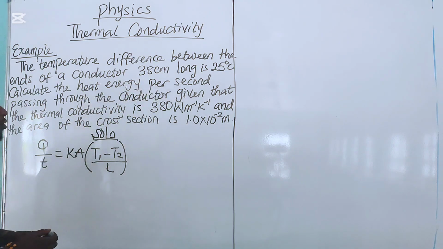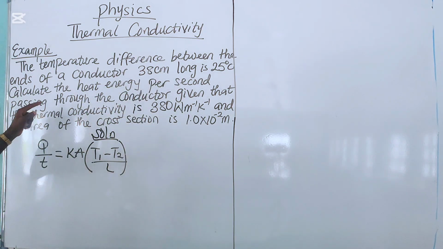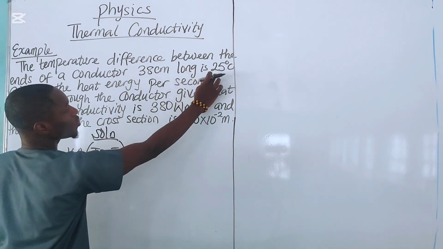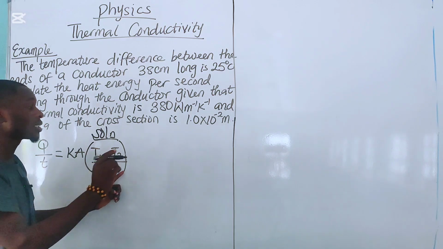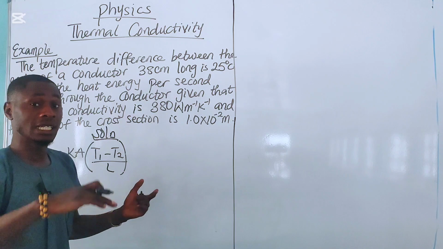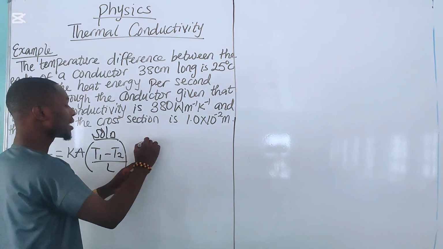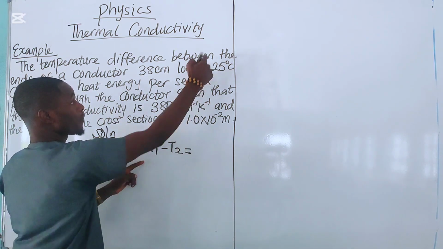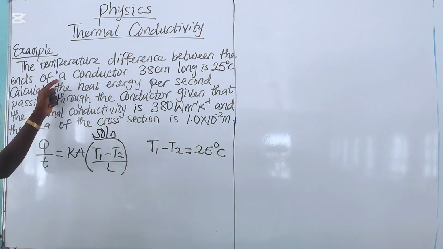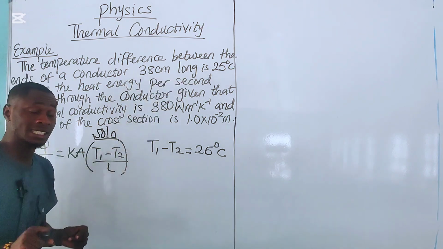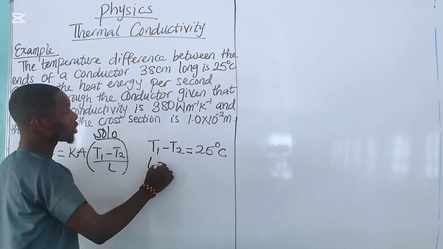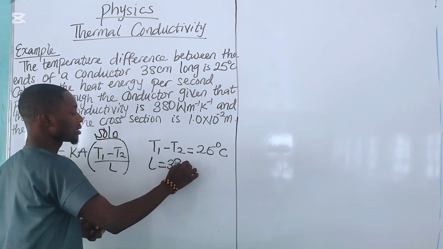Okay, so back to the question. Let's write down the parameters from the question. We are told that the temperature difference between the ends of the conductor, 38 centimeter long, is 25 degrees Celsius. So the temperature difference is 25 degrees Celsius, and that temperature difference stands for T1 minus T2. So T1 minus T2, based on the question, is 25 degrees Celsius. And the 38 centimeter is the length of the conductor.